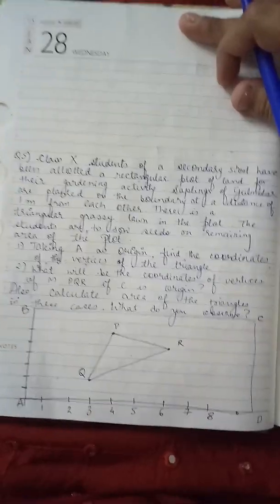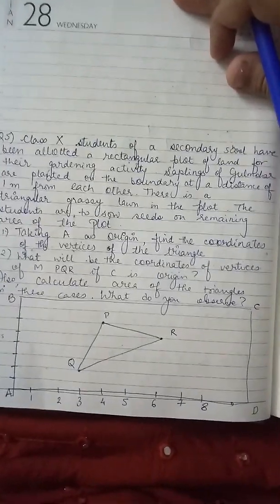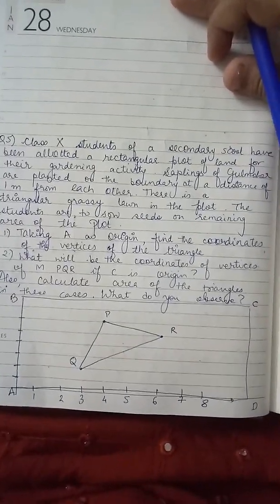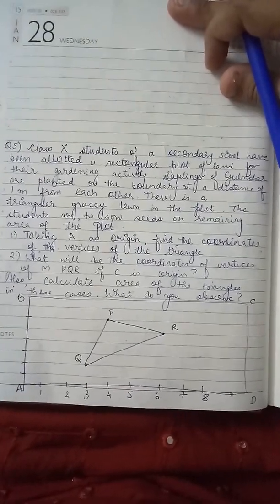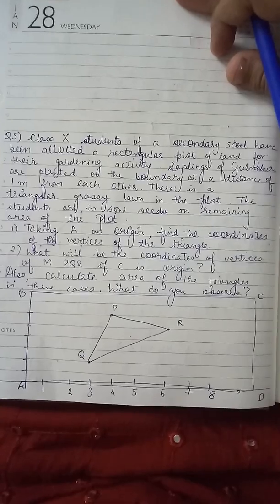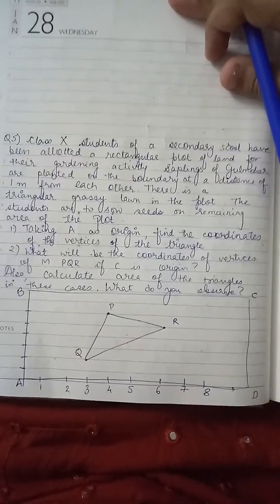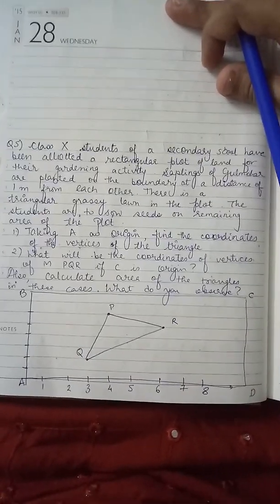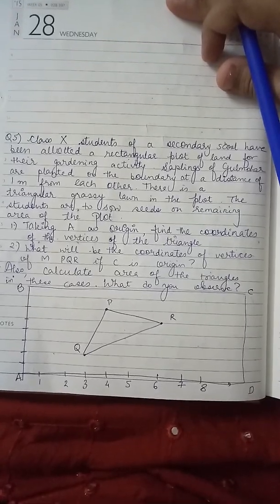Fifth question. Class 10 students of a secondary school have been allotted a rectangular plot of land for their gardening activity. Saplings of gulmohar are planted on the boundary at a distance of 1 meter from each other. There is a triangular grassy lawn in the plot. Taking A as origin, find the coordinates of the vertices.